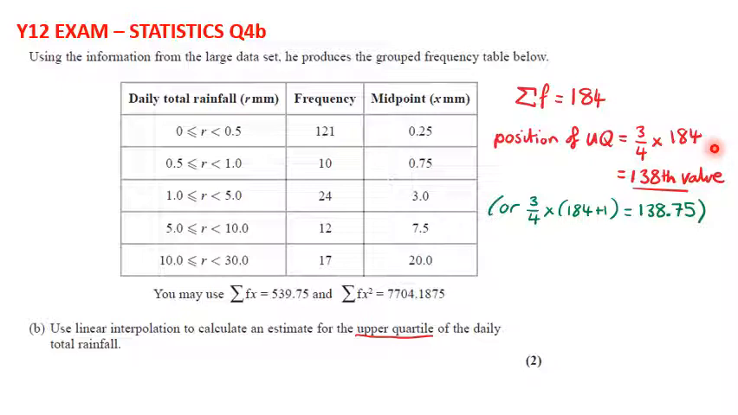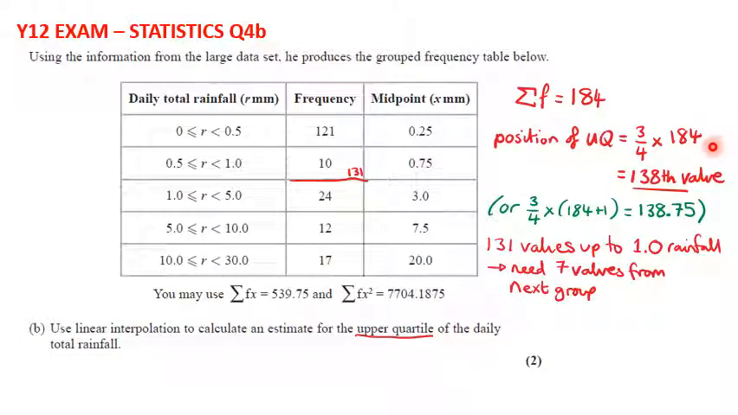Okay, so I want where the 138th value is, and I can see I've got 131 up to this point, up to my rainfall of 1.0. So I need 7 values from the next group. I need to sort of go 7/24 into that next group and figure out how much of this I'm taking.